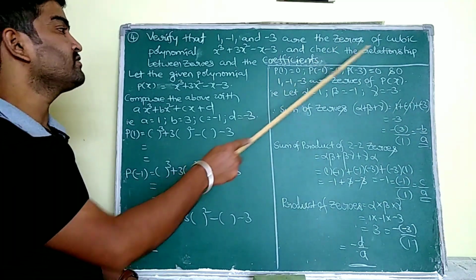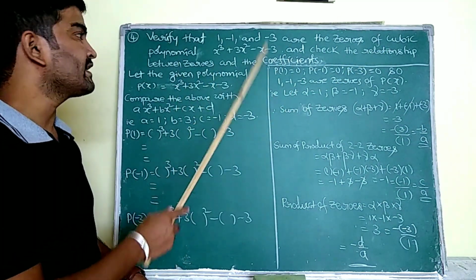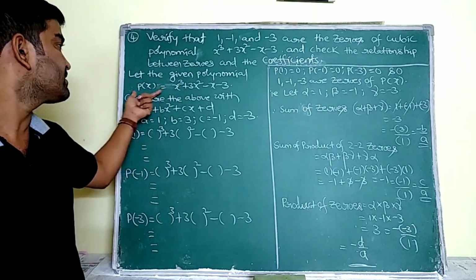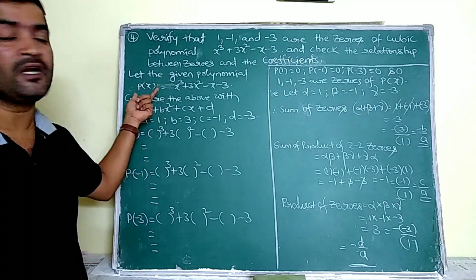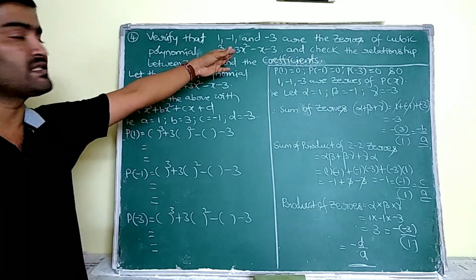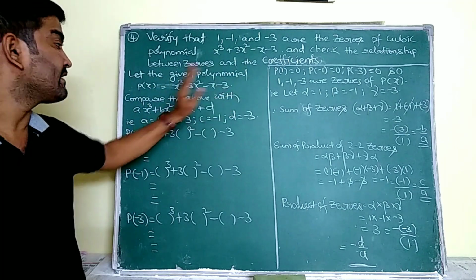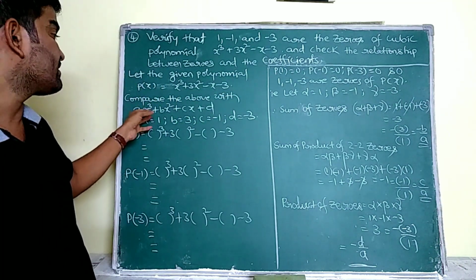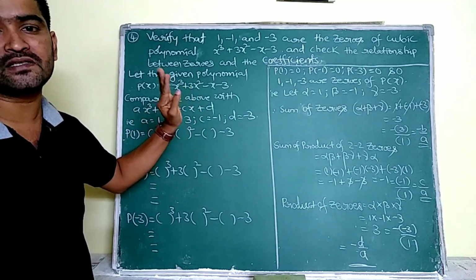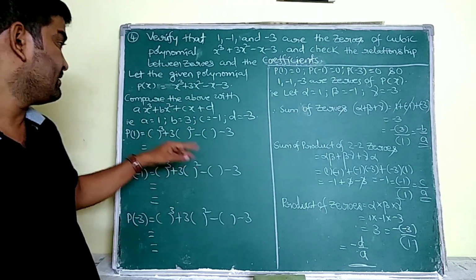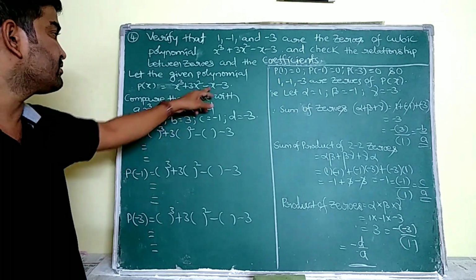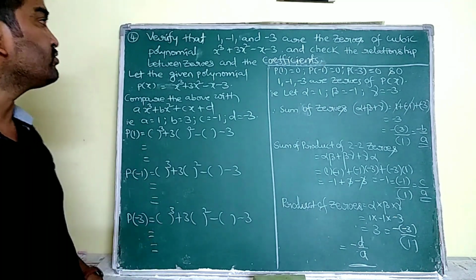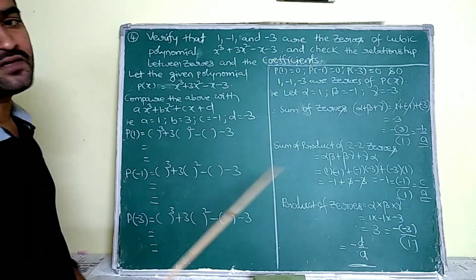And also it is asking us to check the relationship between zeros and the coefficients. That is why firstly we have to write the given polynomial as p of x. So let the given polynomial p of x is equal to x cube plus 3x square minus x minus 3. I have to compare it with the standard form of the cubic polynomial ax cube plus bx square plus cx plus d, because I have to write the coefficients here. The coefficients: a is equal to 1, b is equal to 3, c is equal to minus 1, d is equal to minus 3. Now I have to check whether these are the zeros of the polynomial or not.